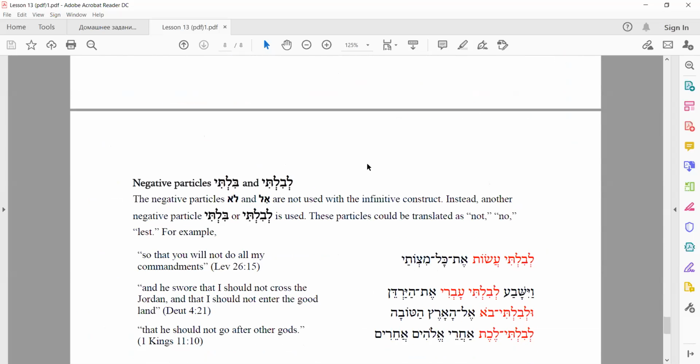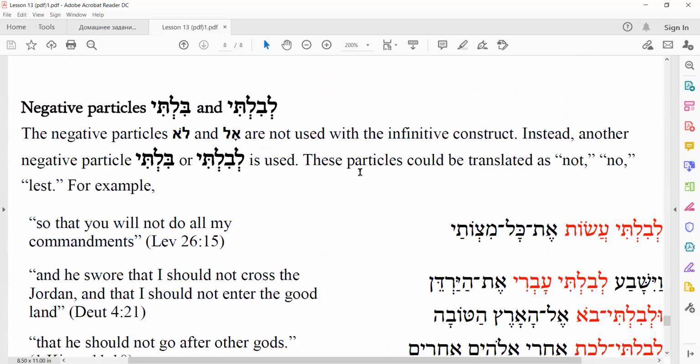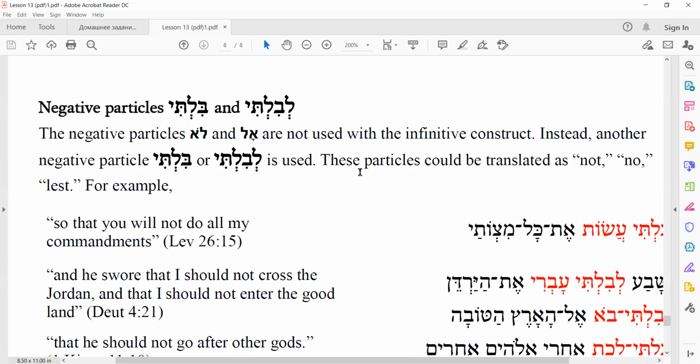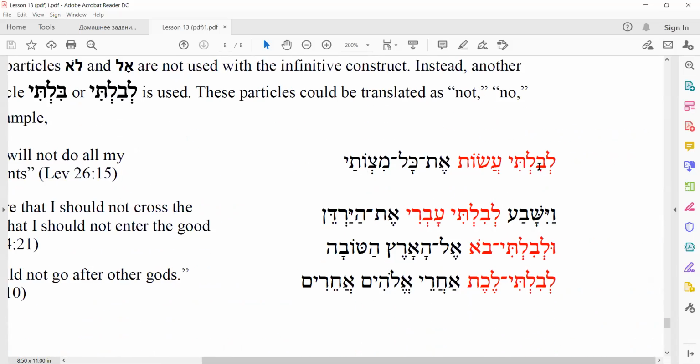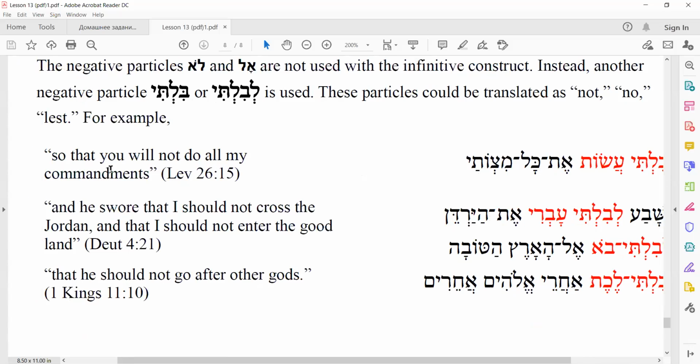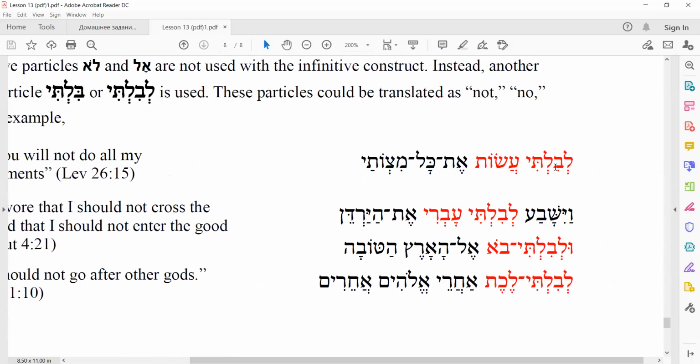And the last very, very short issue that we need to remember is that with the infinitive construct, we cannot use the negative particles lo or al, but we need to use another particle which sounds like bilti or levilti. And it could be translated as not, no, or lest. So levilti asot et kol mitzvotai, so that you will not do all my commandments. So do not do, I don't know how to translate it better in English, but something like this.